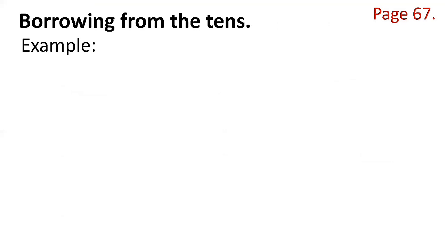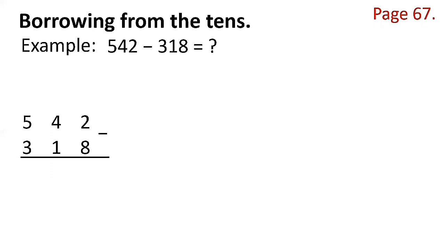Now, another example. Can you repeat after me? Borrowing from the tens. Borrowing from the tens on page 67. Example: 542 minus 318. So you have to write like this, 5, 4, and 2 minus 3, 1, 8. And don't forget also to write the ones place, the tens place, and the hundreds place.